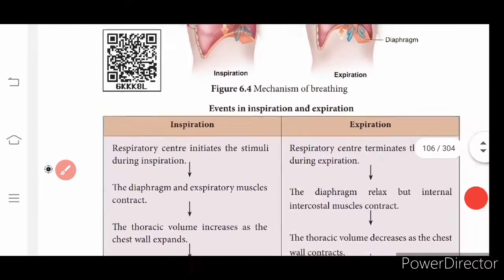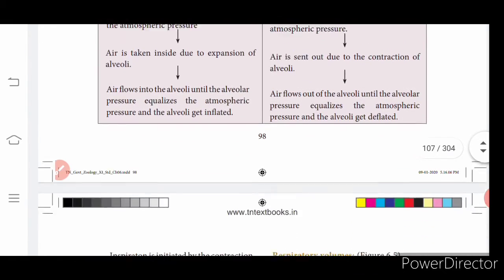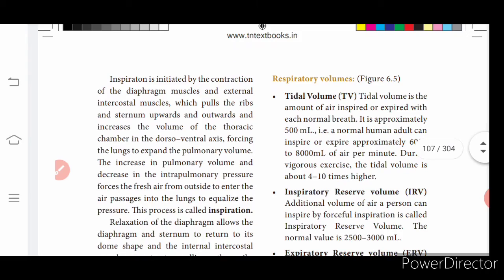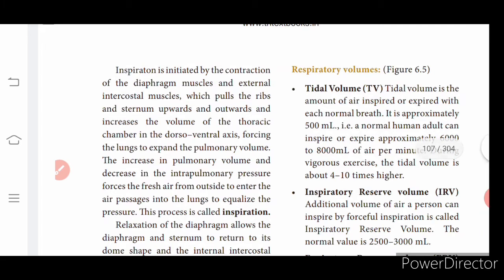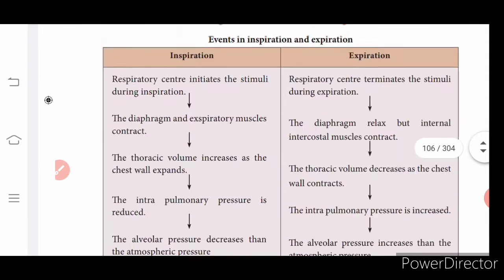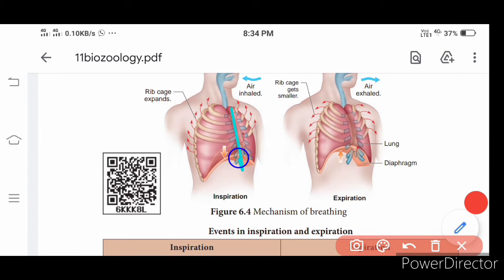Okay, so it is the same thing which we were discussing is given in the form of the flow chart. You can just read through. If you don't understand, you can clarify it during live class. Inspiration is initiated, started, by the contraction of the diaphragm muscle and external intercostal muscle, which pulls the rib cage and sternum upwards. Yes, so sternum is a term we are learning. So which is sternum? So it is the middle portion, as I told you, in the rib cage. Do you follow? This is what is called as sternum.